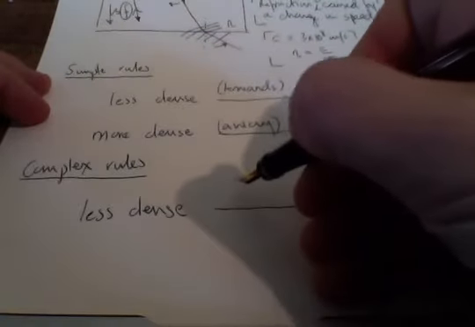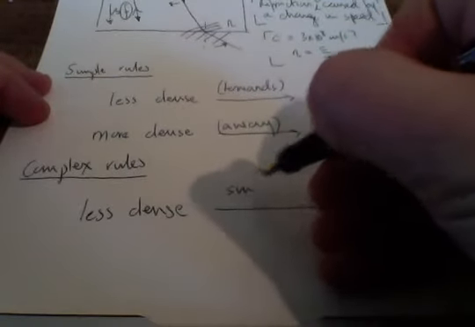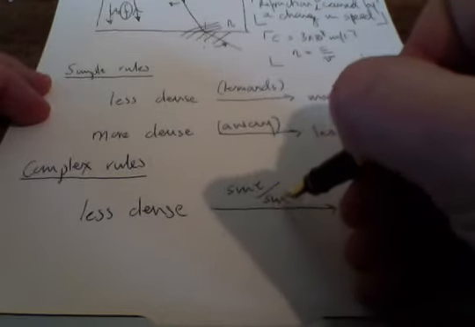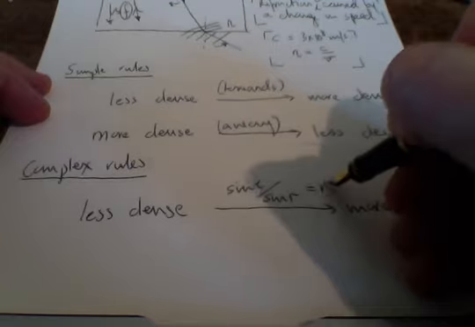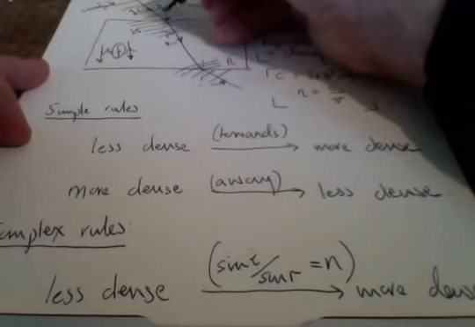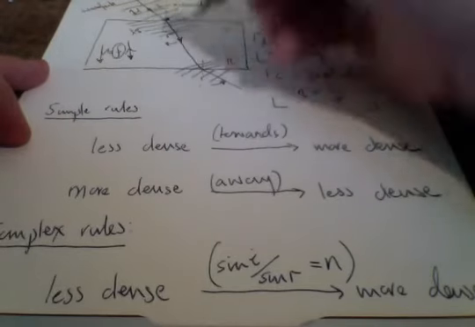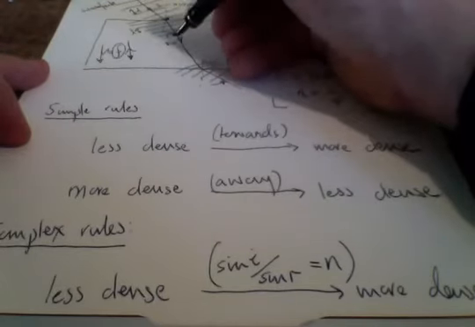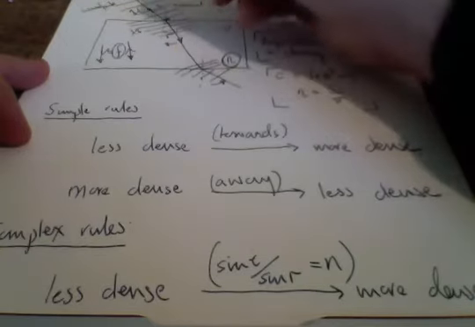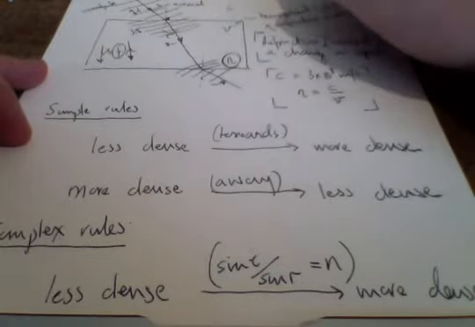Then we have this relationship: sine of the incident angle divided by sine of the refracted angle is the refractive index. So let's take a look at that again. Sine of the incident angle divided by sine of the refracted angle is equal to that refractive index. That's if you're moving into a more dense medium.